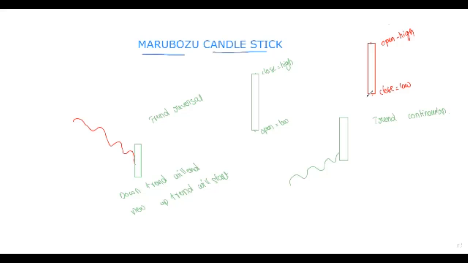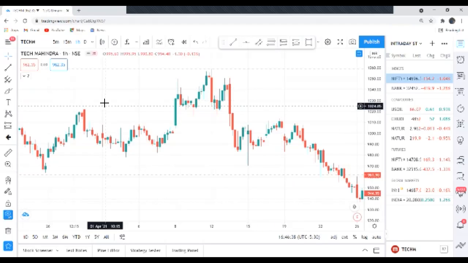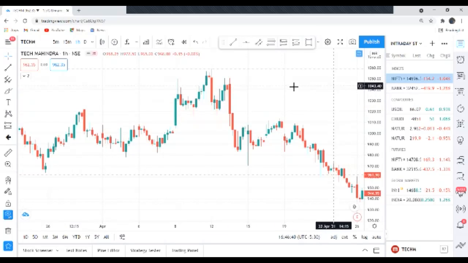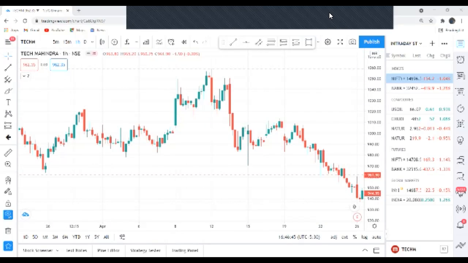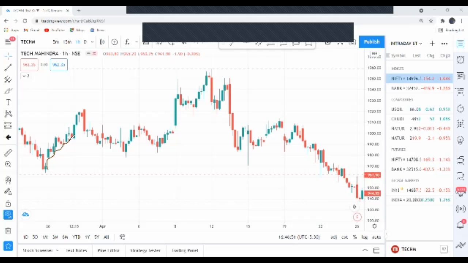So now what is the significance of bullish Marubozu and bearish Marubozu? It will indicate the trend continuation or trend reversal. Okay, now we'll look into the chart and discuss bullish Marubozu and bearish Marubozu. See here, I'm taking the chart of Tech Mahindra. Here, if you are observing, the trend is upside.